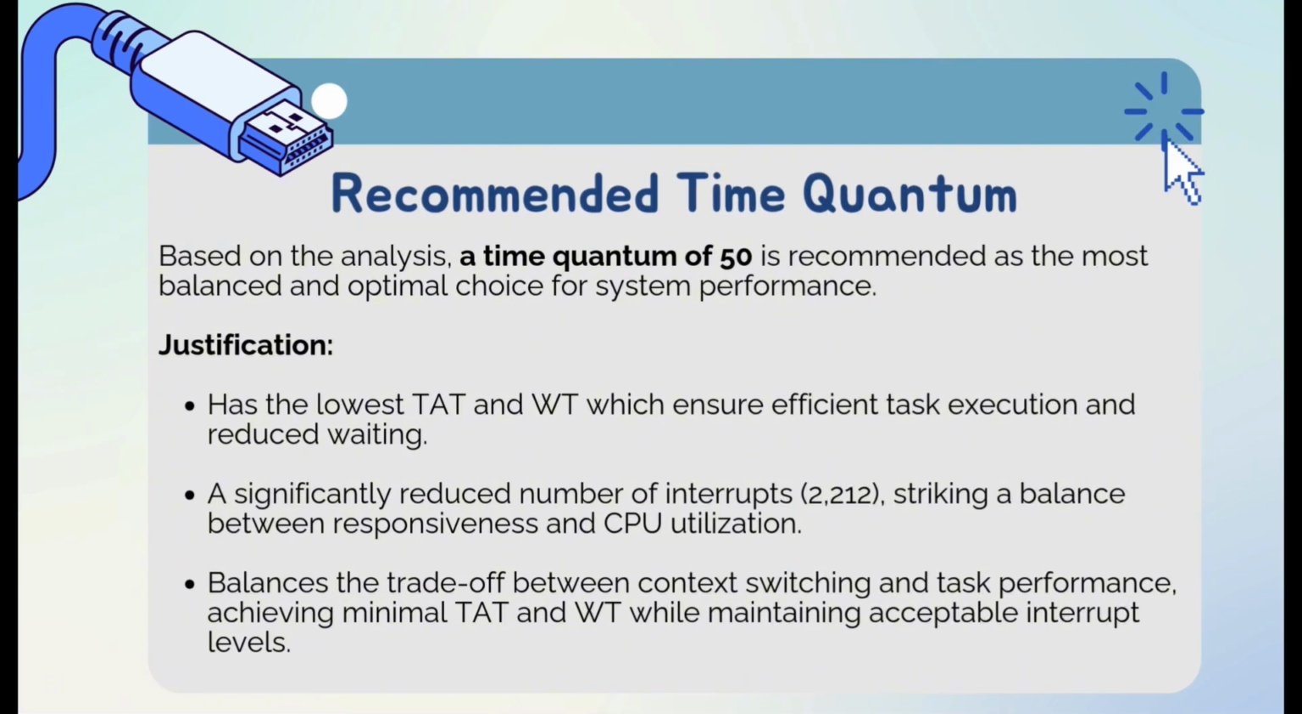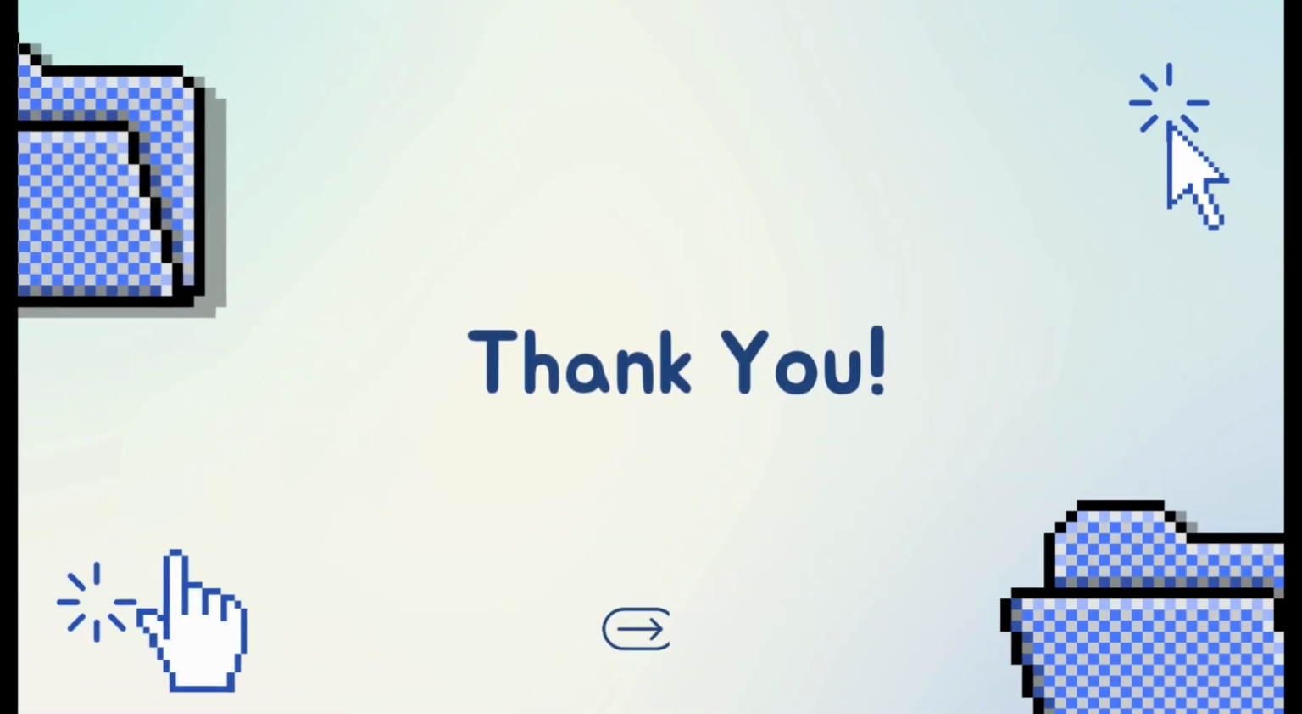By balancing these metrics, a time quantum of 50 is recommended for optimal performance. It achieves the lowest turnaround time and waiting time, significantly reduces interrupts to 2212, and strikes the best balance between responsiveness and CPU efficiency. In summary, a time quantum of 50 is the most effective choice for process scheduling.